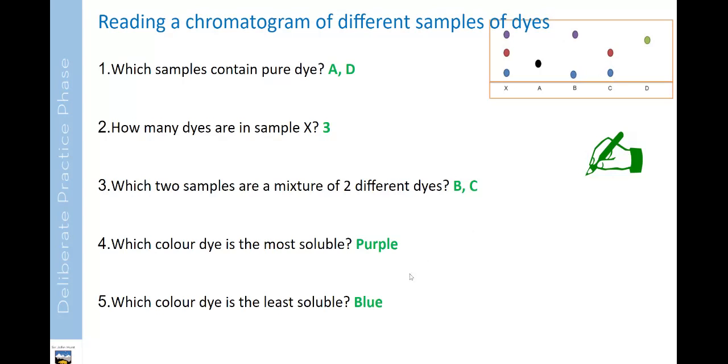The most soluble, remember the most soluble substances travel higher, so it should have been purple. The least soluble travel the least on the paper, so that would have been blue.